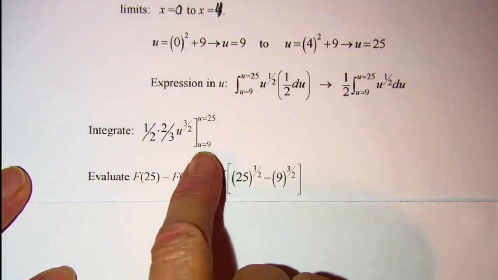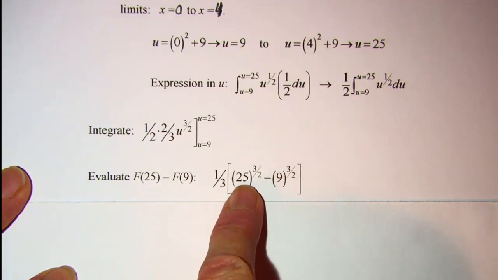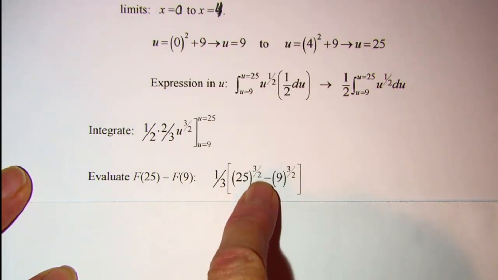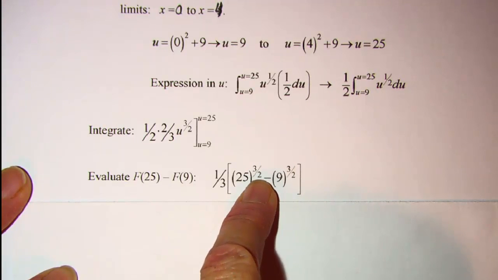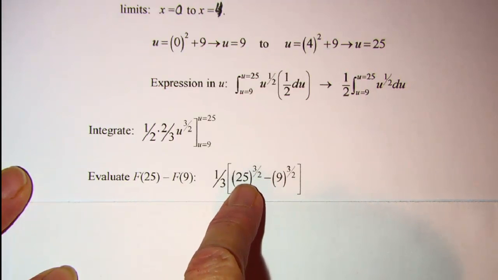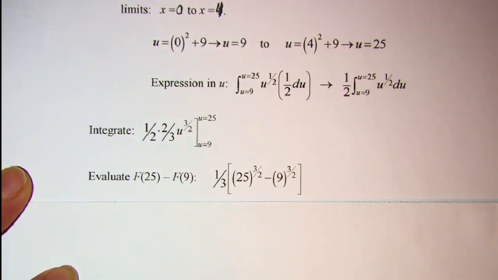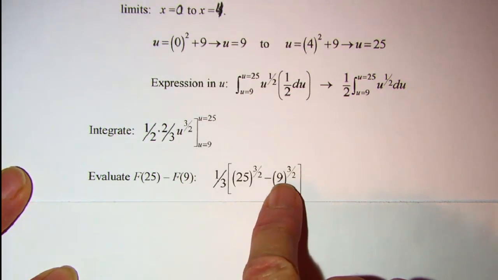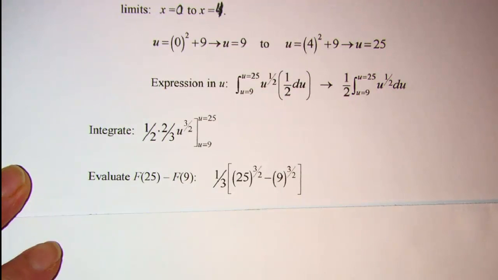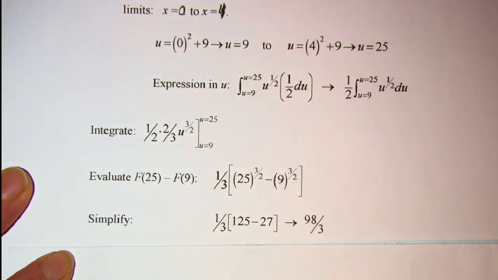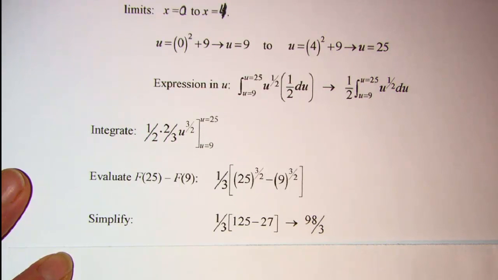When we substitute these values in, first we put in 25. The 2 in the denominator of the exponent is square root. So we get square root of 25, and then that number cubed. And then the square root of 9, and then that number cubed. Subtract those, multiply by 1/3, and we have 1/3 times 125 minus 27, which gives us 98/3.